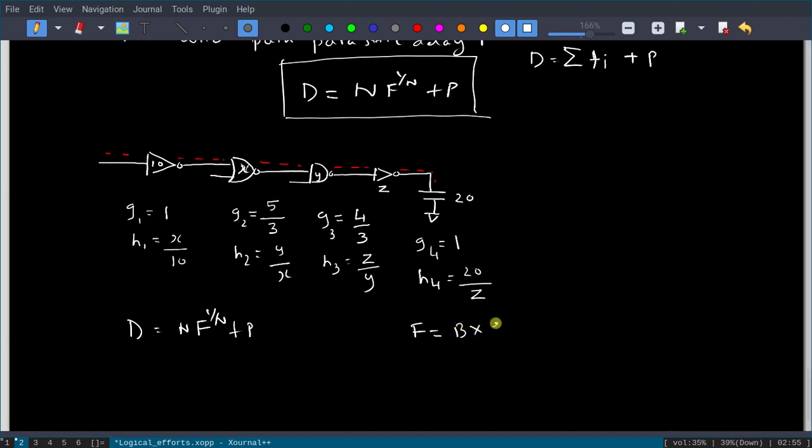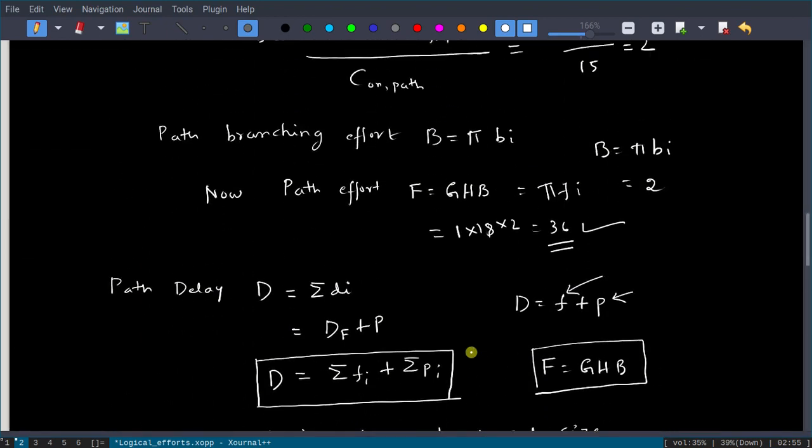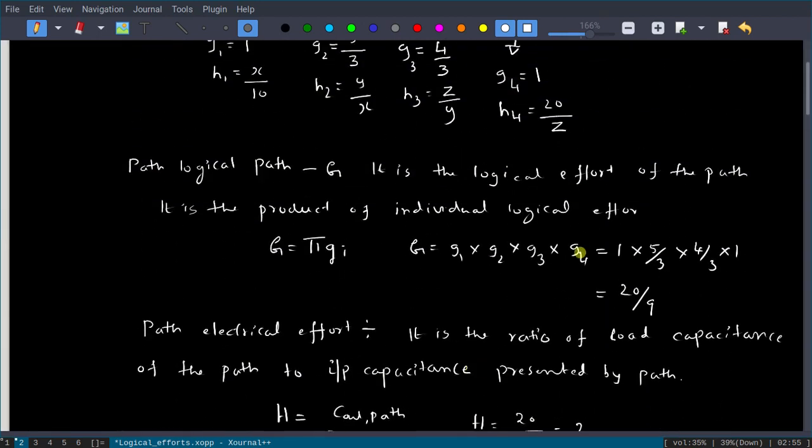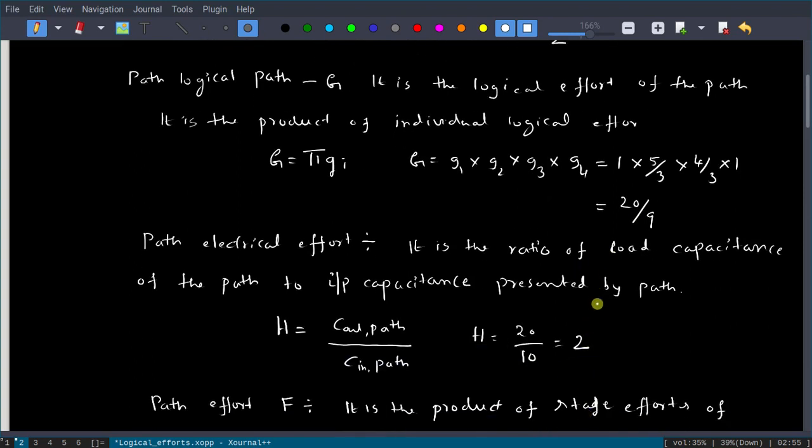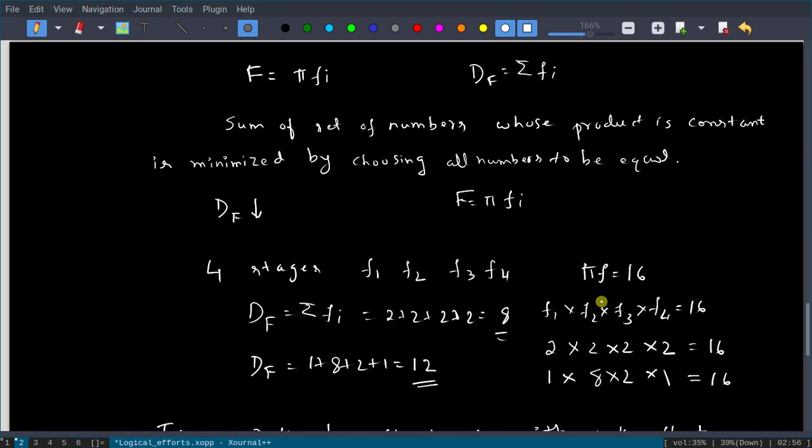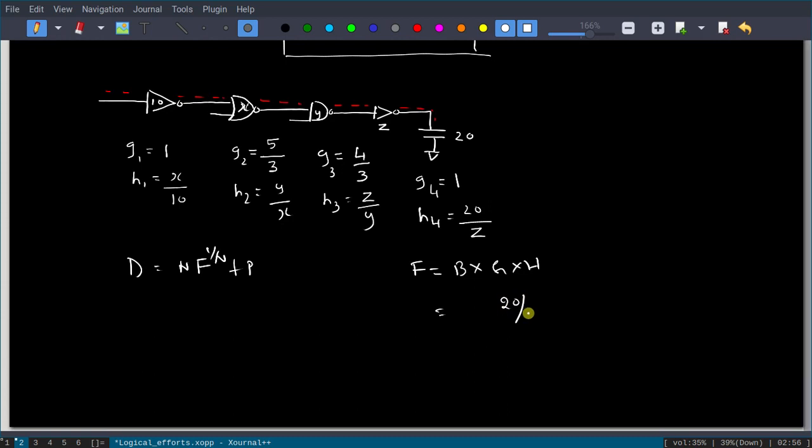That we know, capital B into capital G into capital H. Each one we have calculated already, G and H were already calculated. You can see here, G we have calculated as 20 by 9 and H is 2. This is already calculated. And B, the branch effort: in this problem we do not have any branches. It is only a single path. We do not see any node where we have branches. So there are no branches, that means B will be one. So you need not calculate B separately. So F is nothing but 40 by 9.